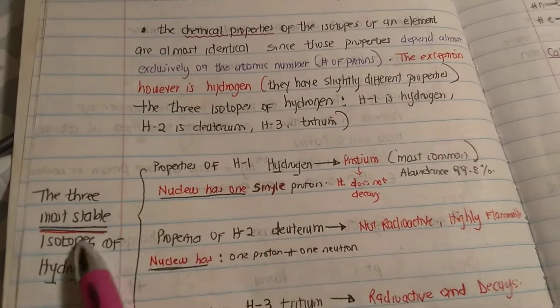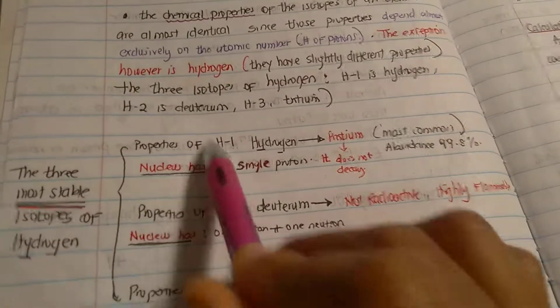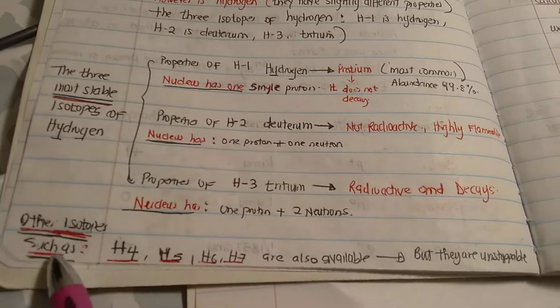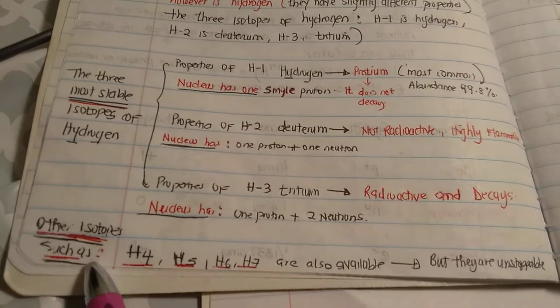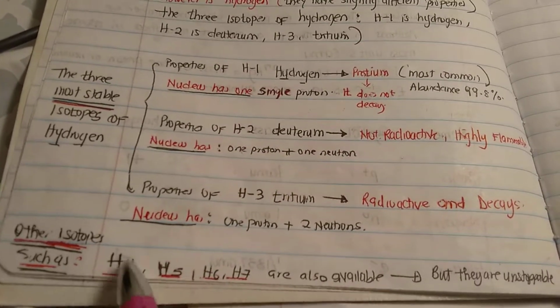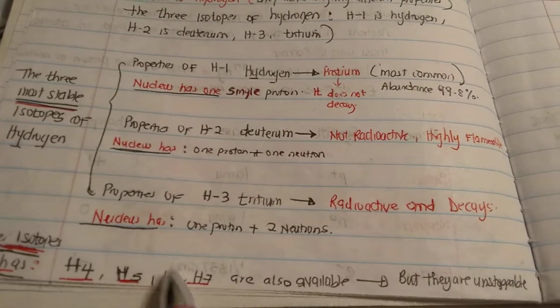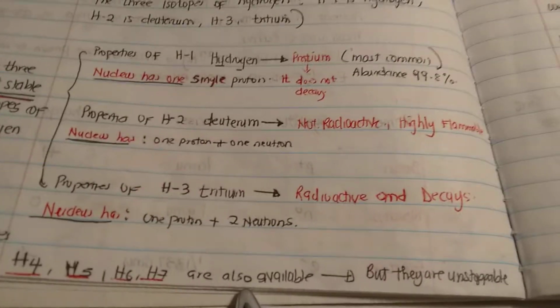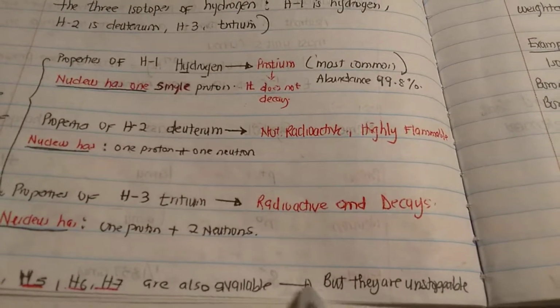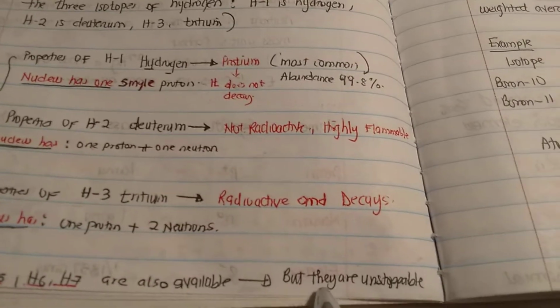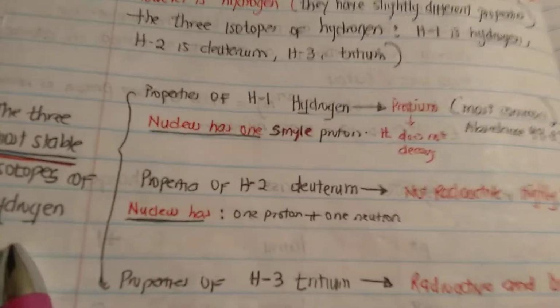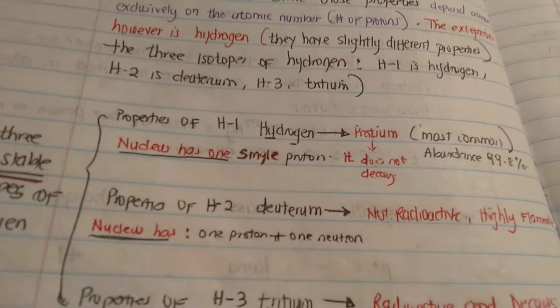So the three most stable isotopes of hydrogen are these three listed. These three are isotopes. There's also others. So there's H4, H5, H6, H7, which are also available, but they're not stable. So the ones that are usually found are these H1, H2, H3.